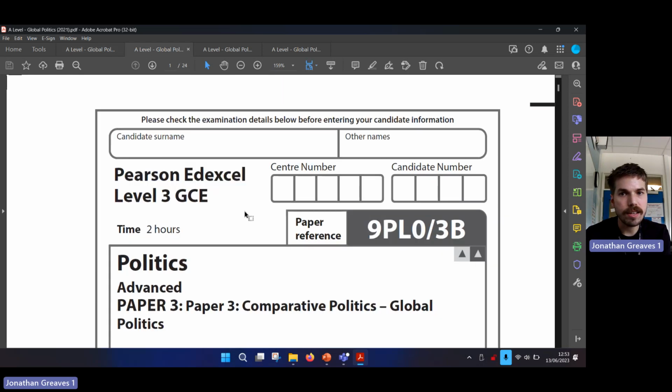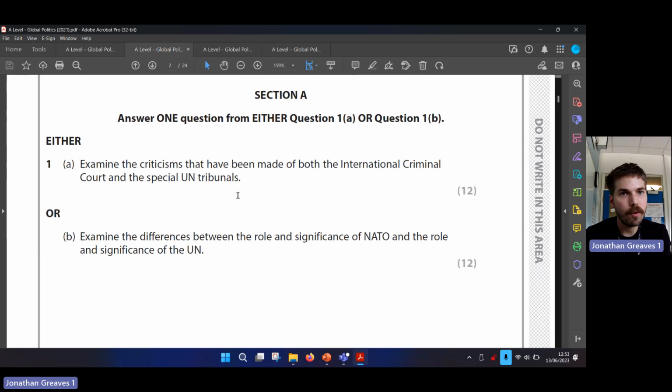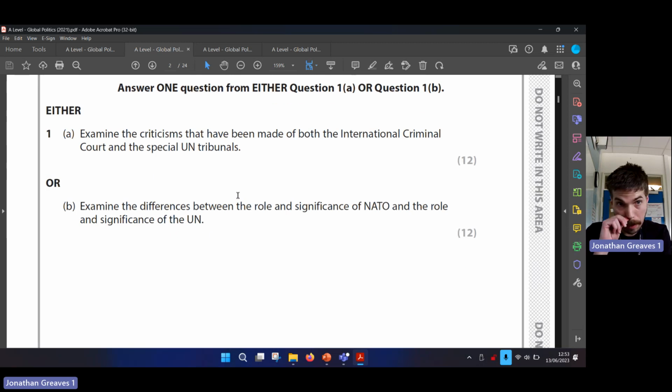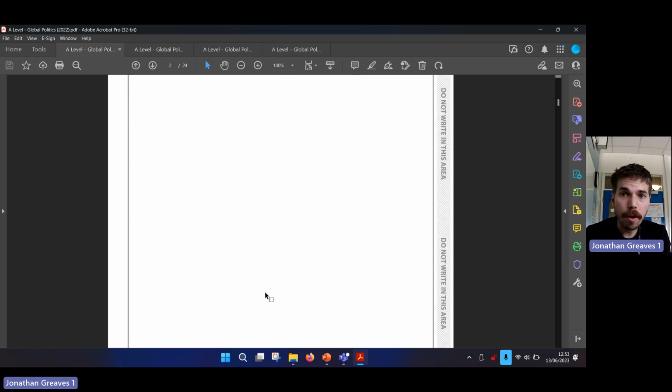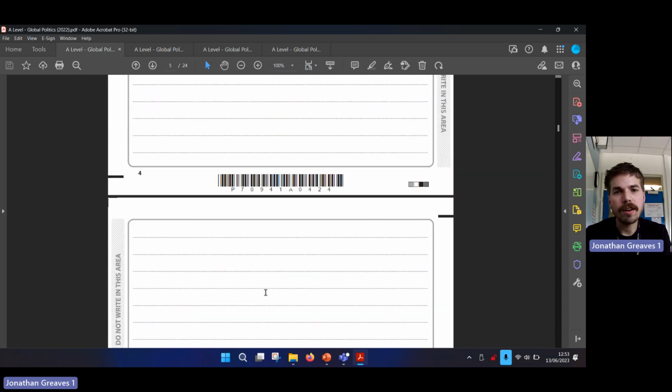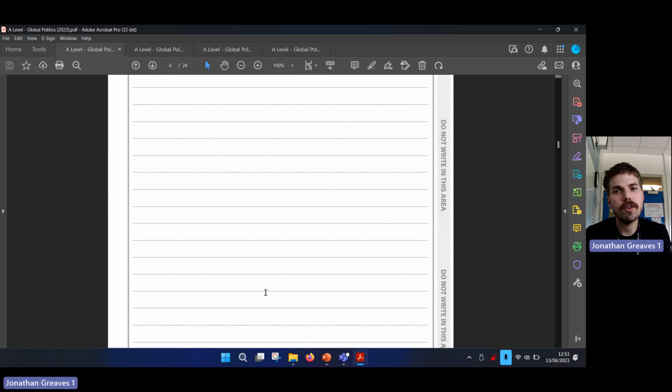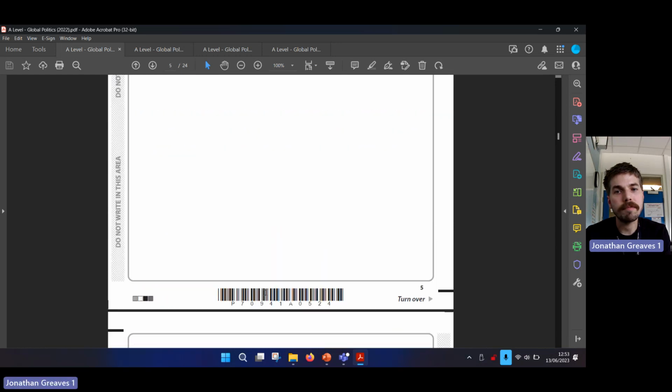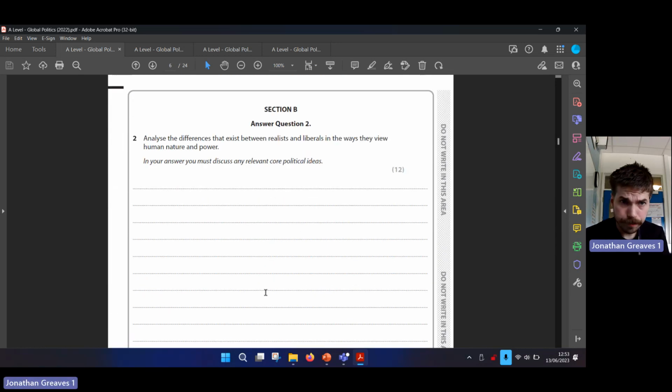And section A is similar for all of the papers. You can see here we've got examine criticisms of the ICC and UN tribunals and the role and significance of NATO and the UN. Anyway, I'm interested in section B today, and I want to show you a few tips on how to do this question well.